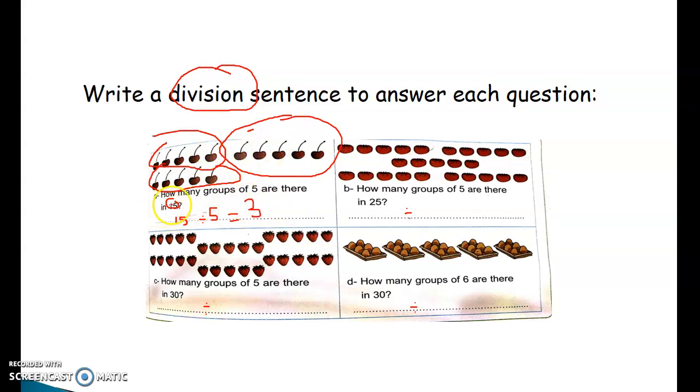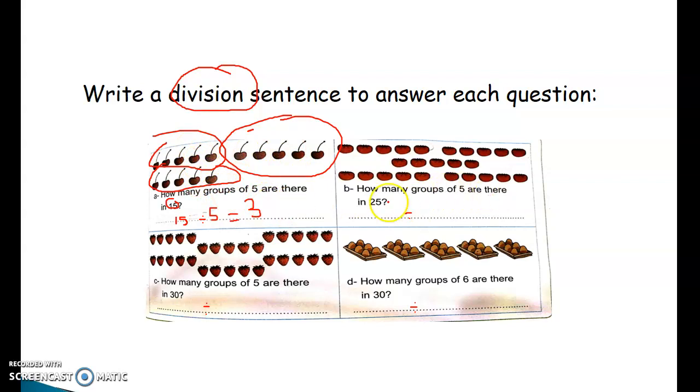Okay? So we are splitting 15. We are dividing 15 fruits. We are splitting them into groups of 5. So 15 divided by 5. How many groups did we make? 3. So the answer will be 3.